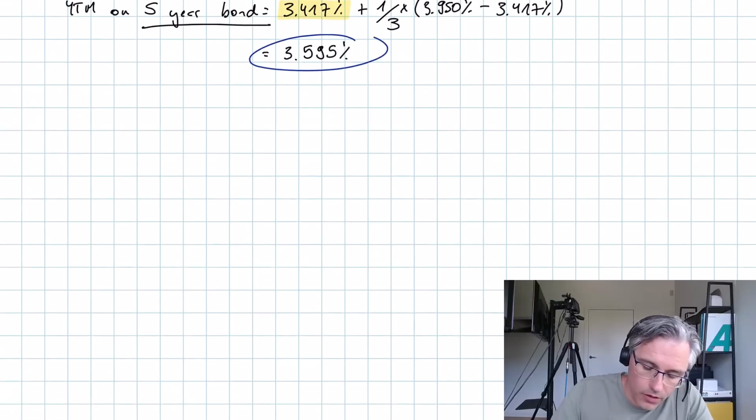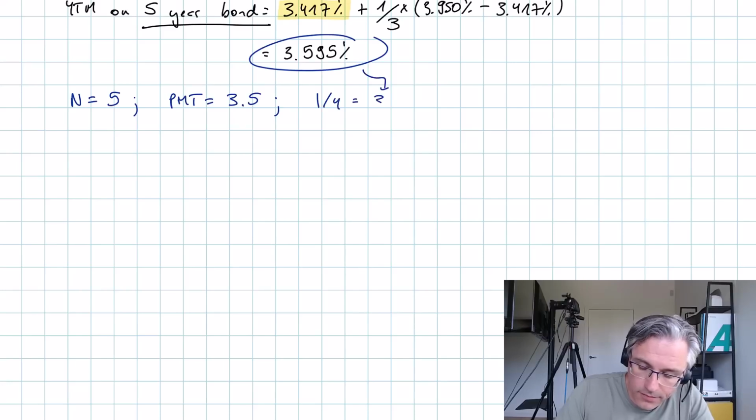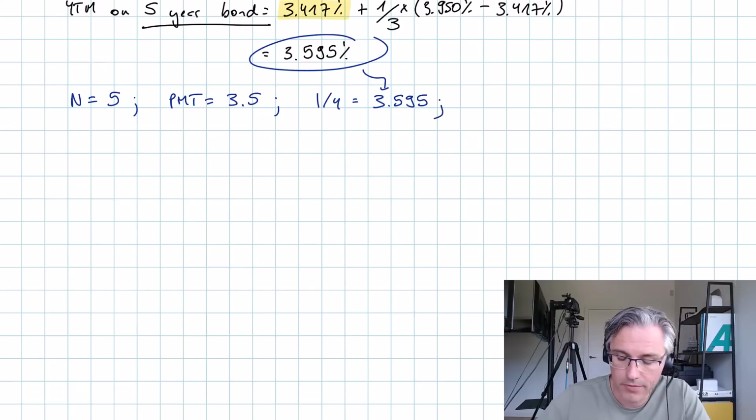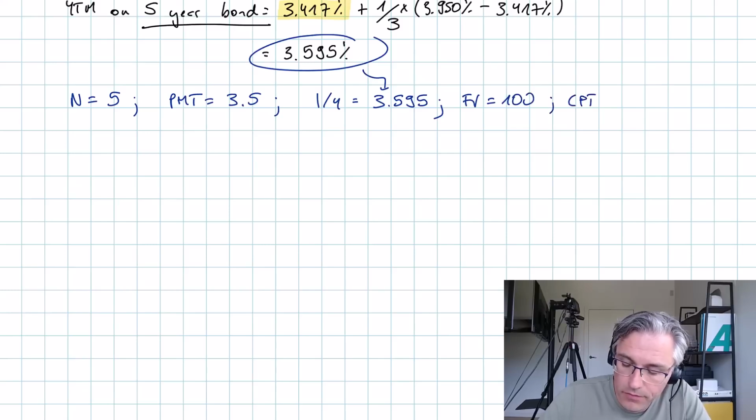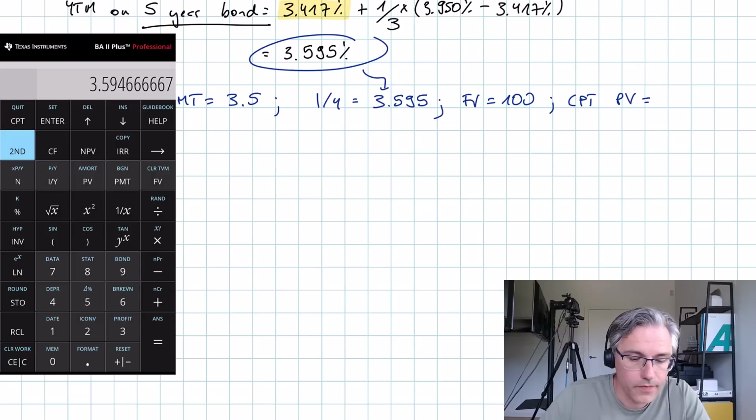So on the calculator, I'm going to have N equal to 5, PMT equal to 3.5. My I over Y is going to be what I've just computed, 3.595. That's the reason why we did it. We're going to have an FV of 100, and obviously we're going to compute PV. Now, clear the time value of money worksheet first. 5 for N, 3.5 for PMT, 3.595 for I over Y.